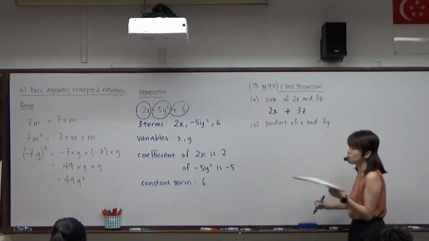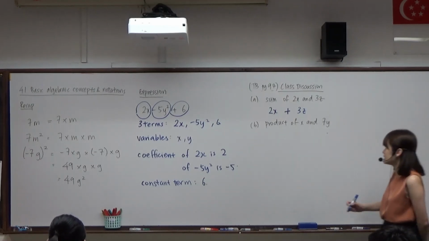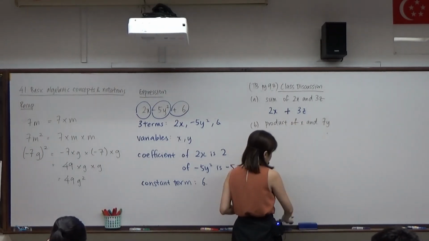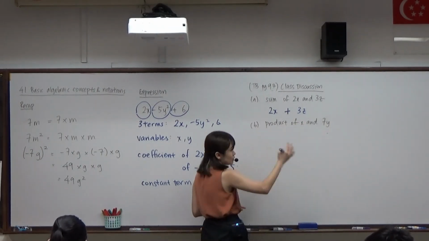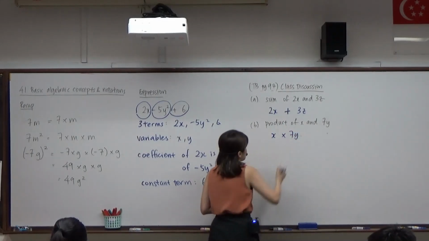Okay, what does product actually mean? Xavier. Product means multiply. Okay, so what are the two things we multiply in this case? X and 7y. Will you please take note? Okay, so x times 7y, right?